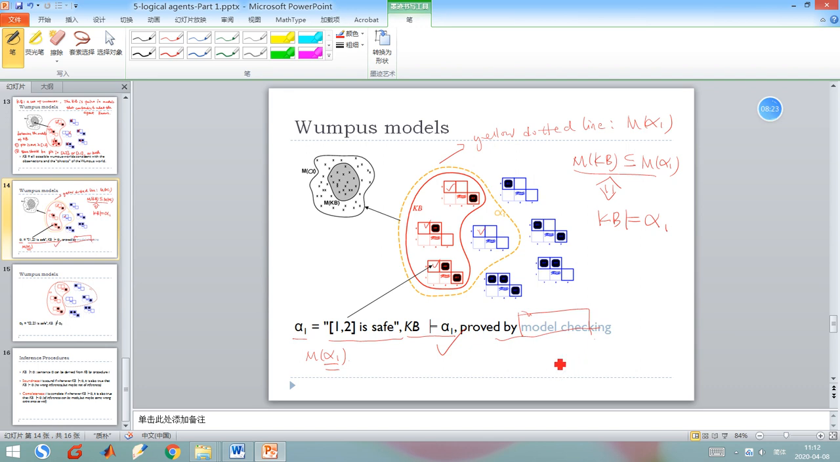This is accomplished by model checking. That is, we check the models of these 2 sentences, the sentence KB and the sentence alpha 1, and we compare the models of these 2 sentences.